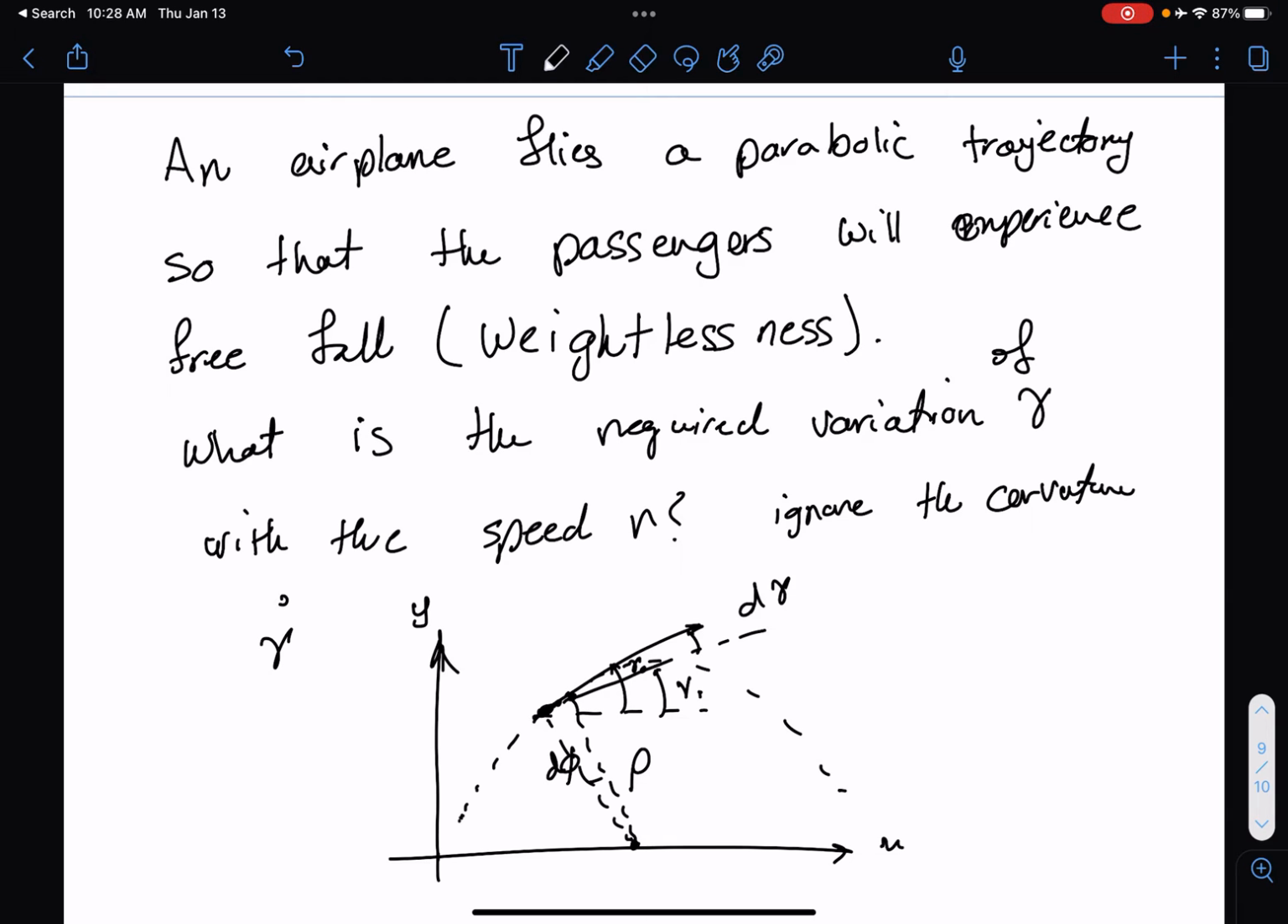We have a parabolic trajectory, right? That's a given. And we want to know what should be the variations of the flight path angle, this gamma here, essentially gamma naught with time, for the passengers to feel weightlessness. Okay. The first thing you need to understand here is, what is the condition for weightlessness?